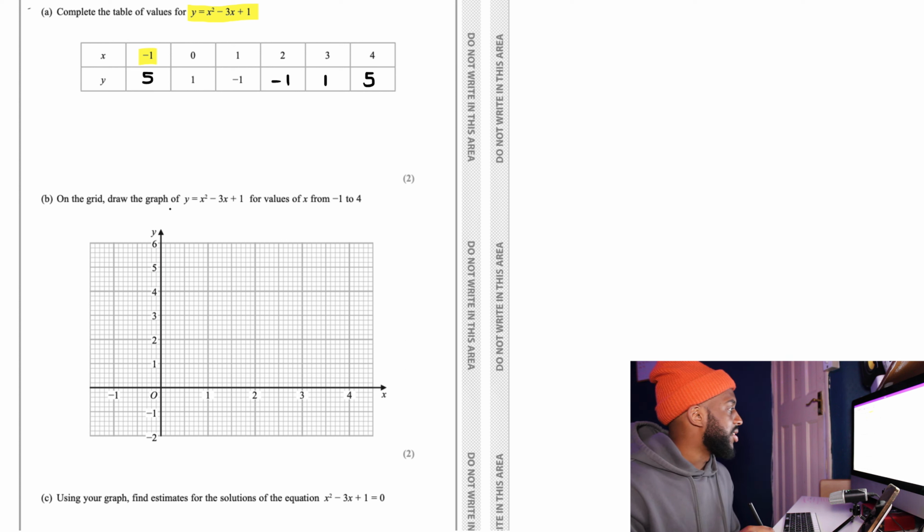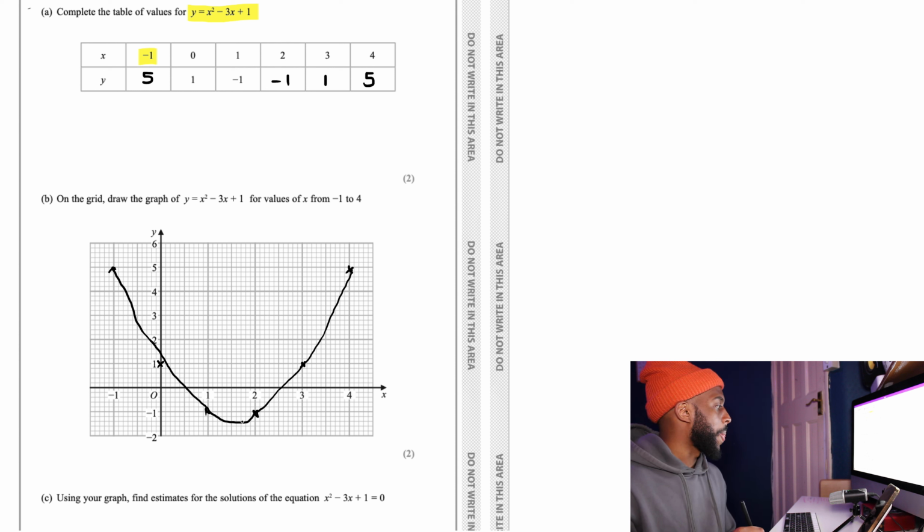Part B, we need to draw this graph on this grid below. So we start at minus 1, go to 5, 0, we go to 1, 1 we go to minus 1, minus 1 again, 3 we go to 1, and at 4 we go to 5. And then we're going to join these lines up with a curve. So we go down like this, go slightly past those 2 points and join it up there.